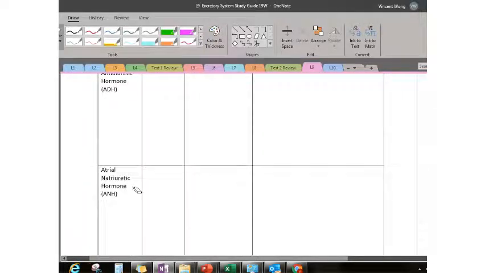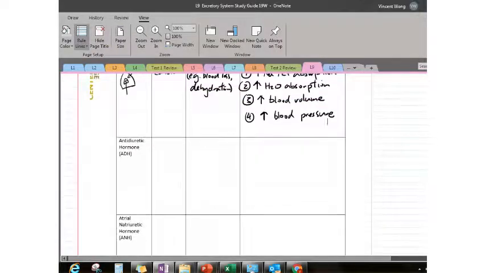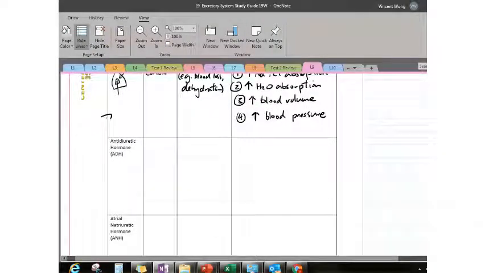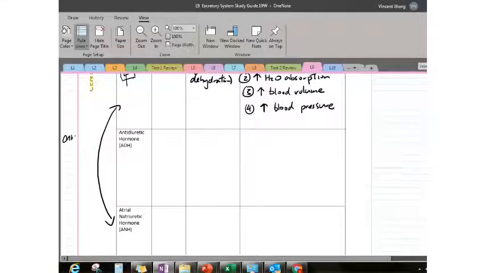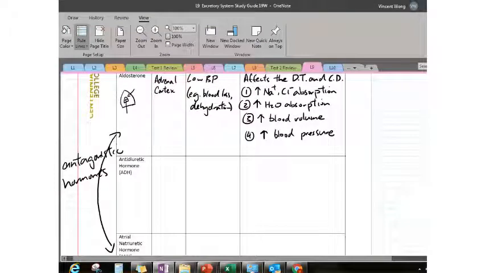Now let's skip to ANH. So ANH and aldosterone, these two function against each other. So we call them antagonistic hormones. There are three pairs of antagonistic hormones that we're going to learn. Typically, they act against each other, have opposite effects to maintain some kind of homeostasis. In this case, the homeostasis would be blood pressure.